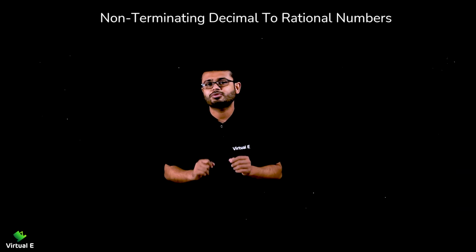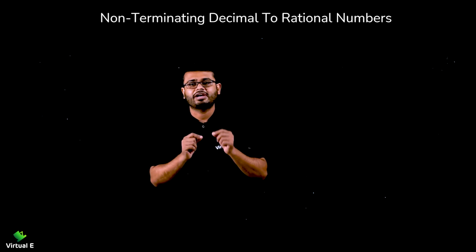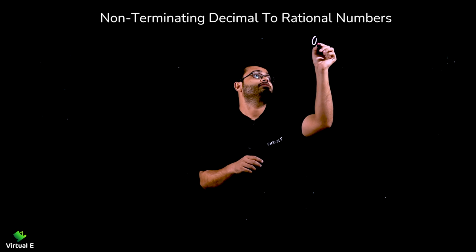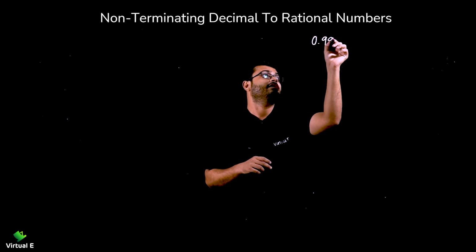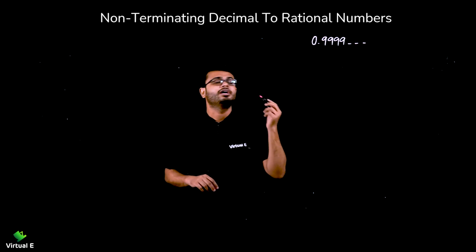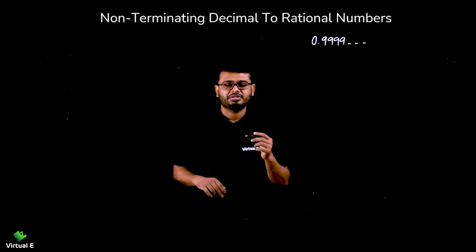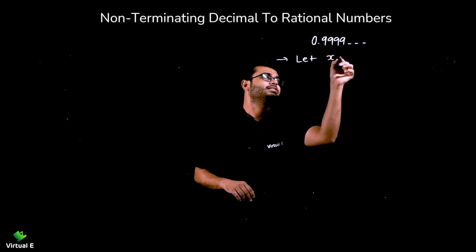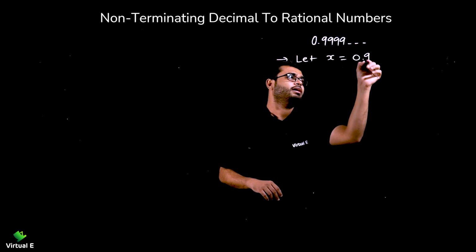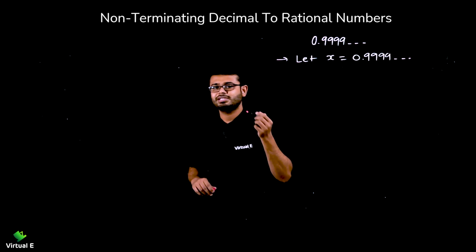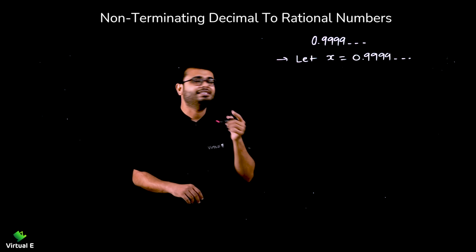Let's do one interesting question related to converting to the fraction form. Let's start. Let's take an example of 0.9999 dash dash dash. You want to find the p by q form of this one. So let's start with the normal method. Let x is equal to 0.9999. So 9 is the repeating digit over here, right? And that is only 1.